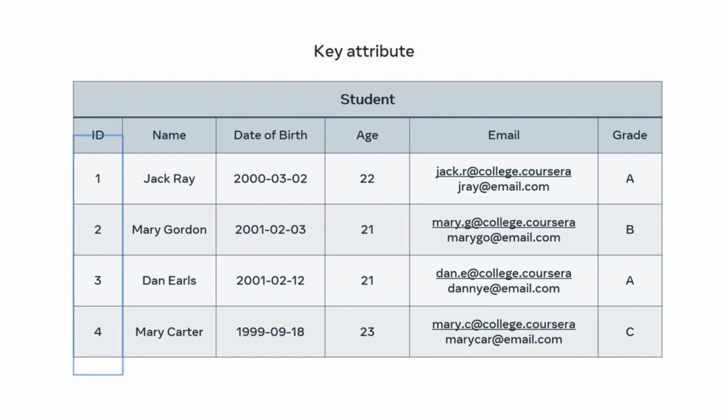And finally, there's the key attribute. This is a field that holds a unique value used to identify a unique entity record. A good example are the values contained in the student ID column. Each ID is a unique value which can be used to obtain data about a specific student.